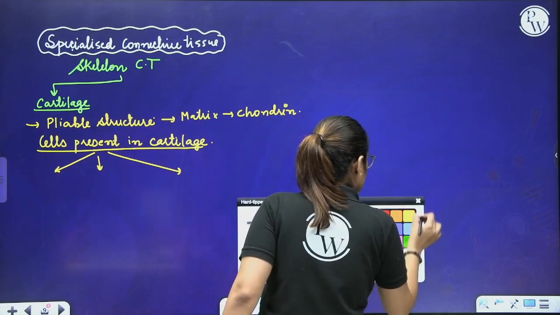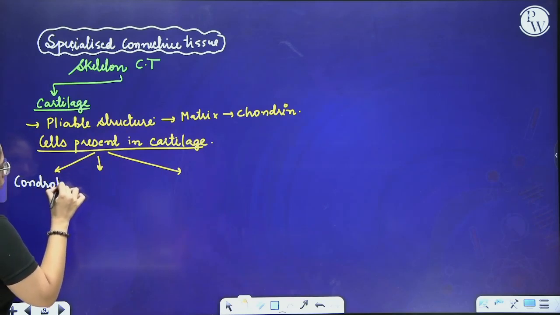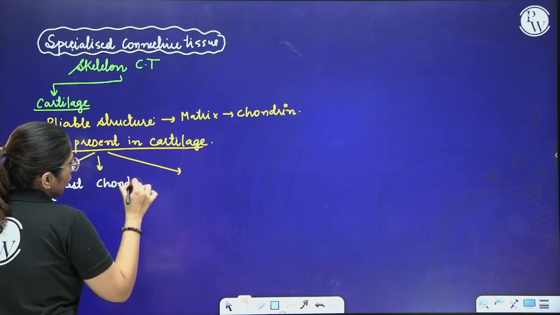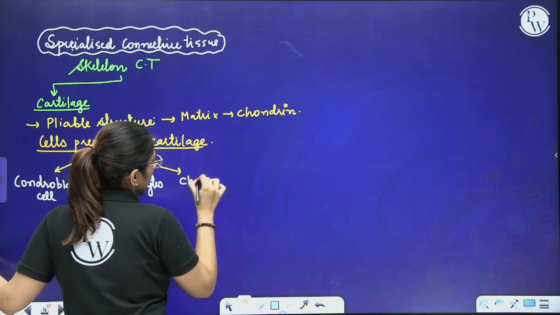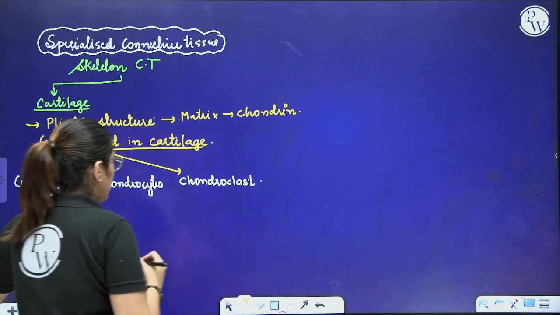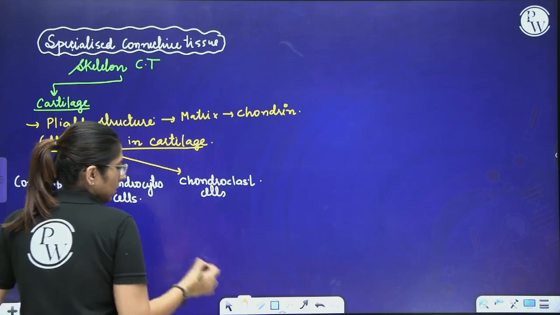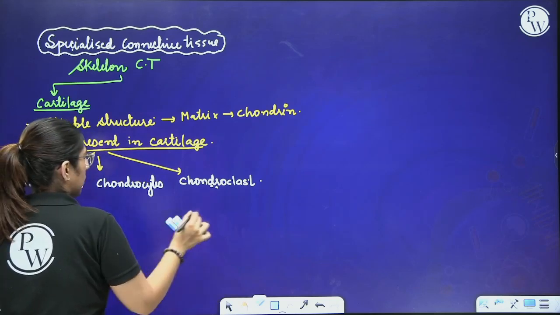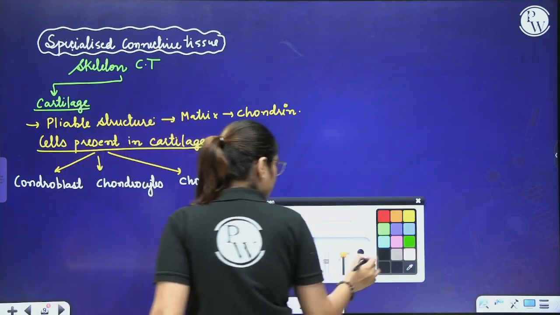Here the cells which are present, let's name them. The first cell, we can say the chondroblast cell. Next is chondrocytes. Third is chondroclast. So these are the three types of cells which are present. Clear? Let's talk about each one of these one by one.